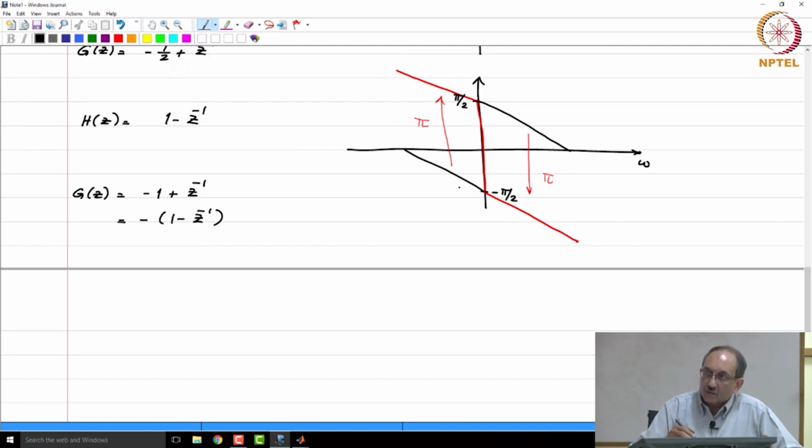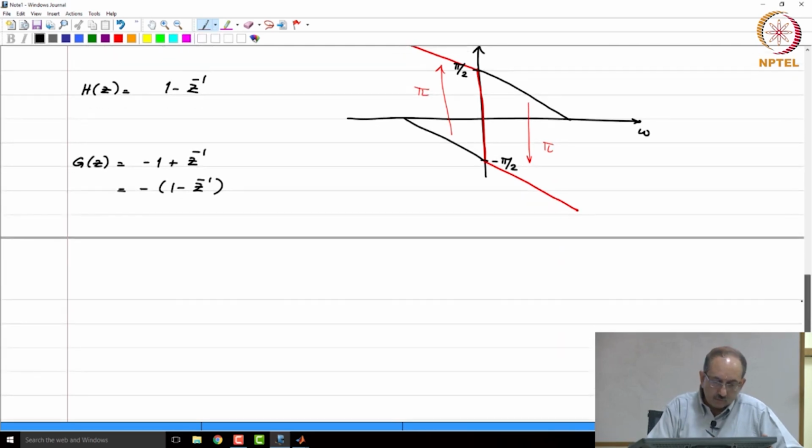Let us continue with what we observed now, namely, if you have h of z and you form g of z by taking the coefficient vector of h of z and then complex conjugating and time reversing, the magnitude response does not change. Now, let us consider the following system.